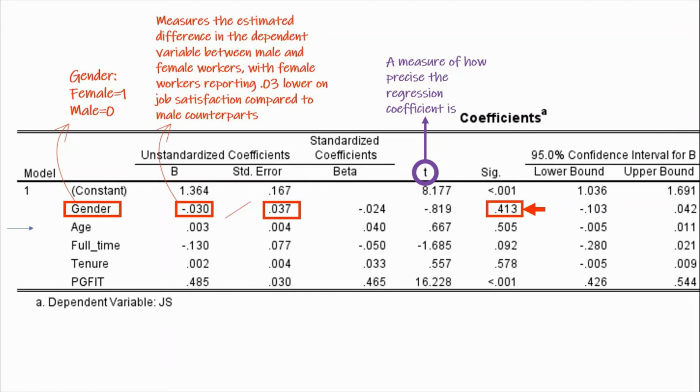Now let's look at age. Age is a continuous variable measured in years. And we see a coefficient of 0.003, which means that a 1 year increase in age, or as people get older by 1 year at any point in their life, I mention this because this is a linear model. And whether that 1 year increase happens between 20 and 21 years of age or between 50 and 51 years of age, the impact that a 1 year increase in age has on job satisfaction is the same.